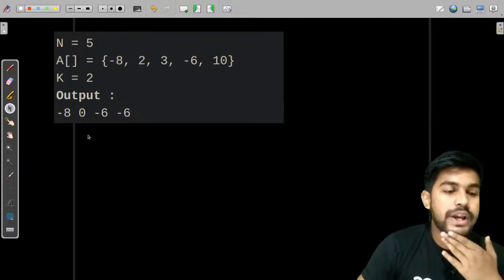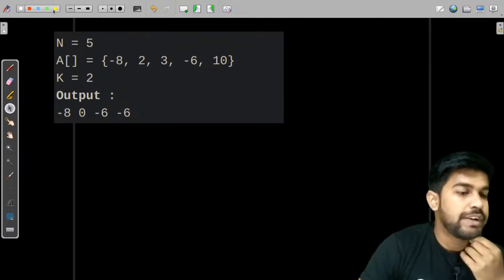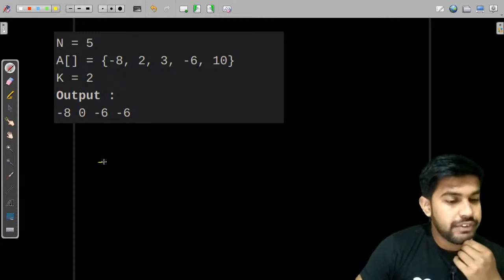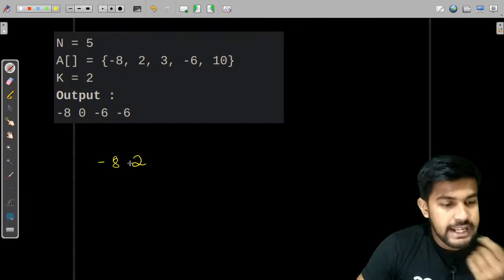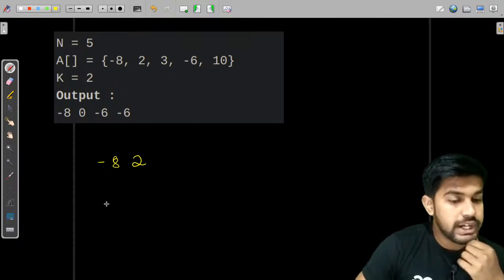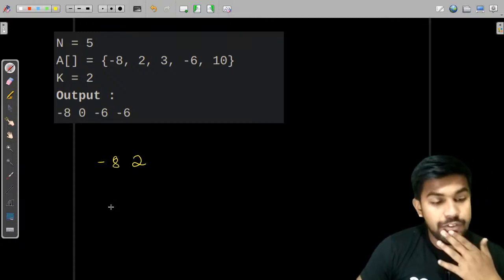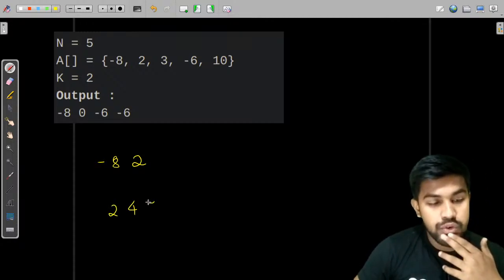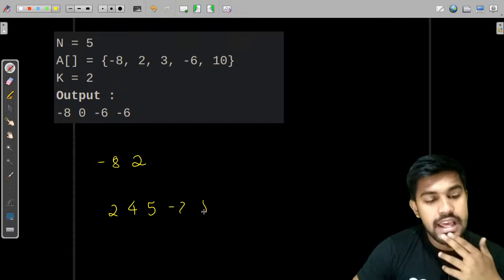So how can we do it? What we can do is first insert this, and then at the next window we can remove it. But the problem would arise when we have a window like this, 2, 4, 5, then minus 7 and then 8.